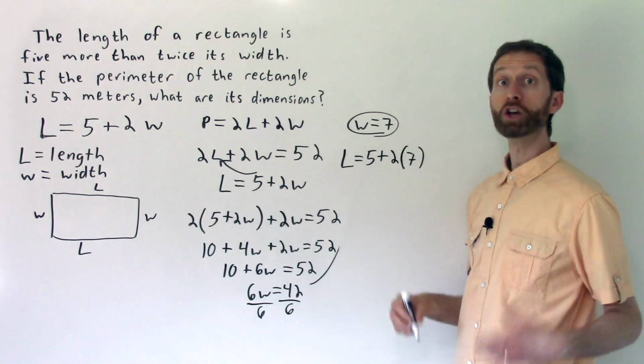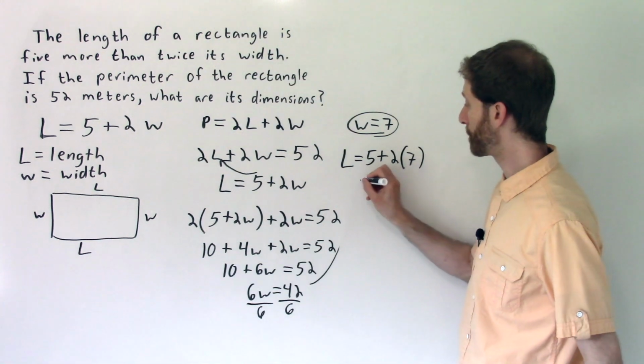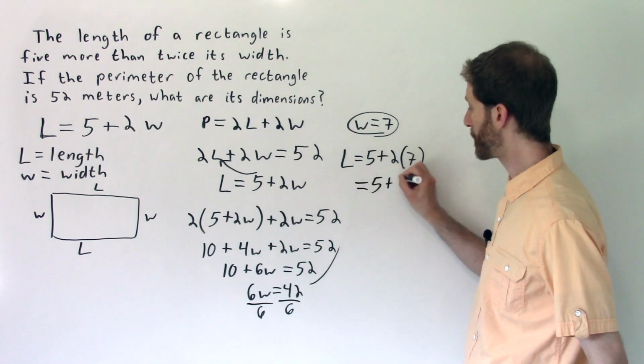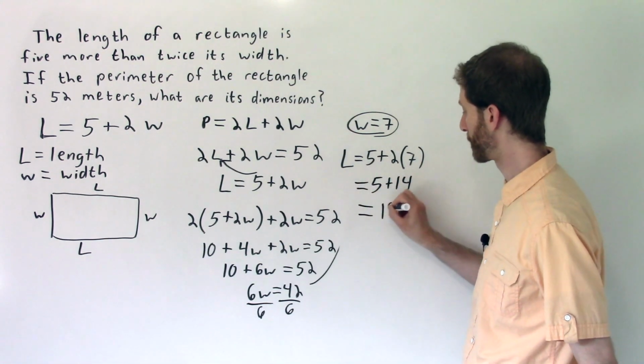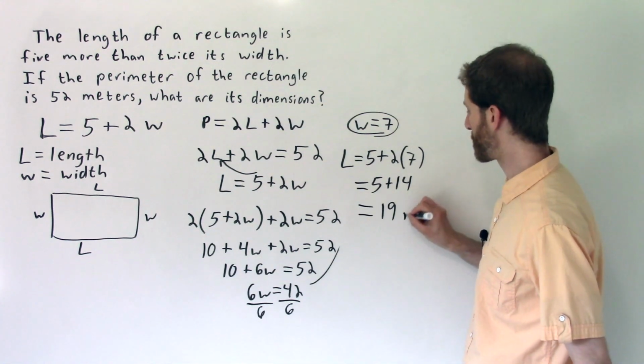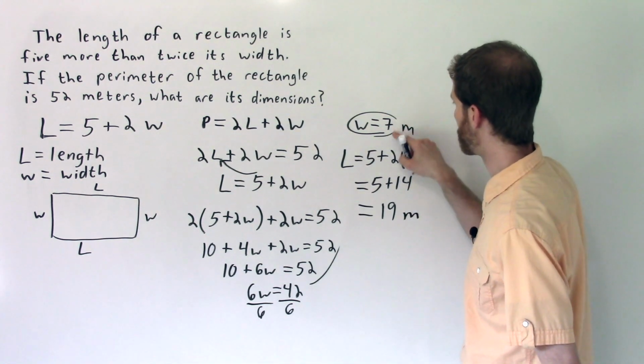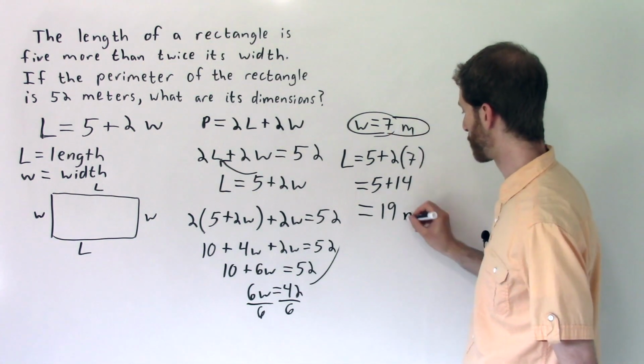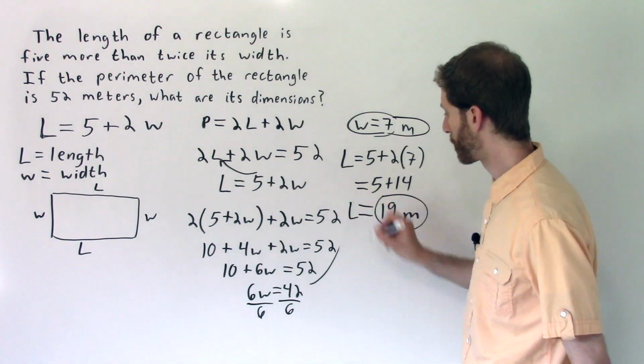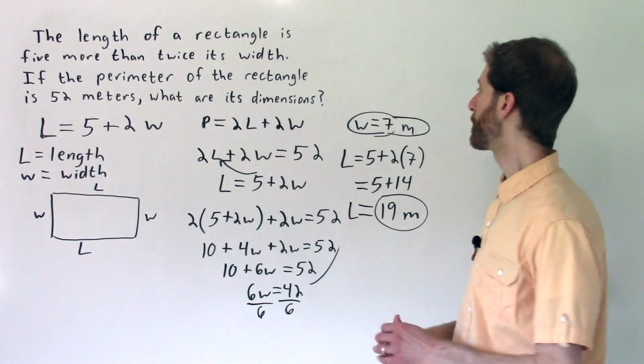That's beautiful. So 2 times 7 is going to be 14, and 5 plus 14 is going to be equal to 19. And by the way, you should have your units. That would be 19 meters and 7 meters. Sorry about that. You should have your units in there. So that's your length. So we have the length is 19 meters, the width is 7.